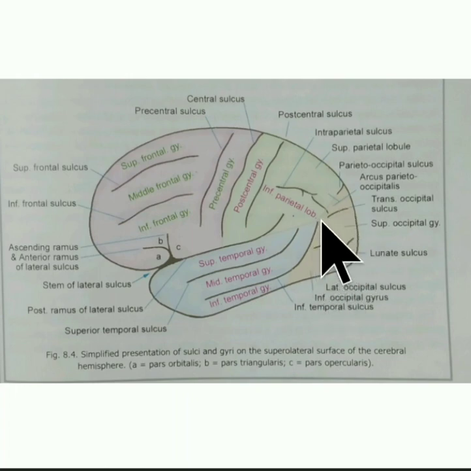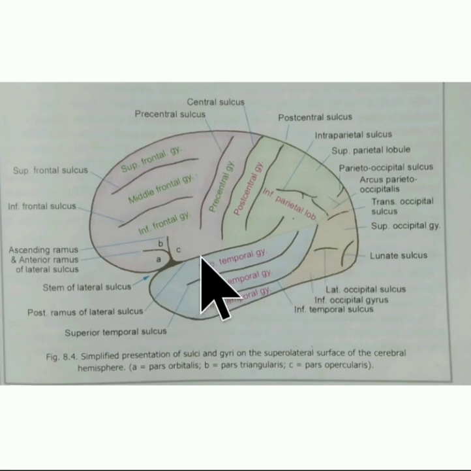The occipital lobe is seen behind the parieto-occipital sulcus and the first imaginary line. The temporal lobe is seen below the posterior ramus of lateral sulcus and the second imaginary line, and in front of the lower part of the first imaginary line.